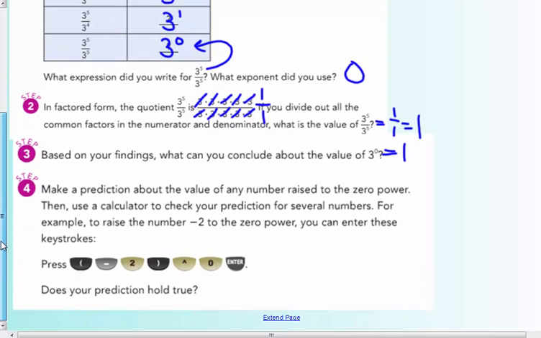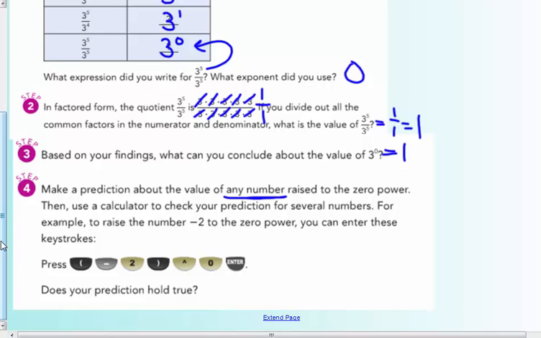I would like you to take a moment in your spiral and make a prediction about the value of any number raised to the 0 power. Then use a calculator to check your prediction for several numbers. For example, to raise the number -2 to the 0 power, you can enter these keystrokes. Does your prediction hold true? So write something down in your spiral. What do you think about any number raised to the 0 power? What do you think its value is going to be?